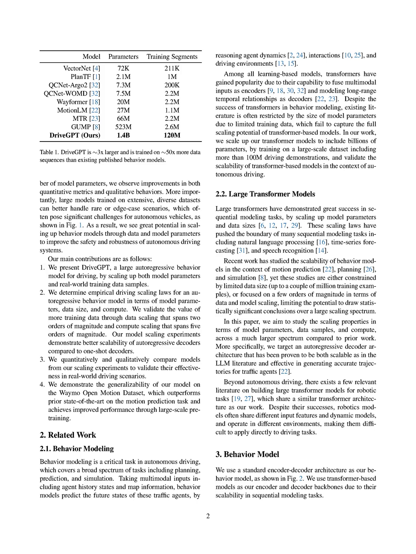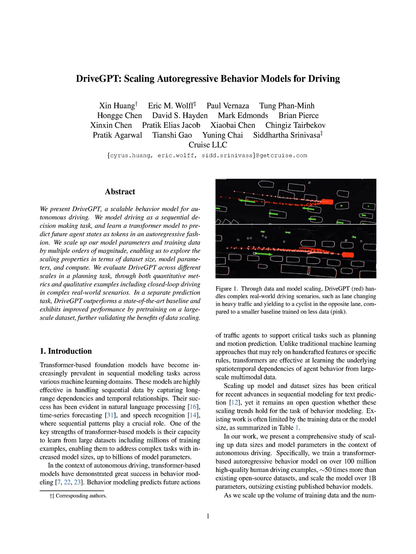The DriveGPT method aims to solve the problem of behavior modeling in autonomous driving, specifically predicting the future actions of traffic agents based on multimodal inputs such as agent history states and map information. Unlike traditional approaches that often rely on handcrafted features or specific rules, DriveGPT utilizes a transformer-based autoregressive model that learns underlying spatiotemporal dependencies from large-scale datasets, enabling it to handle complex scenarios more effectively.